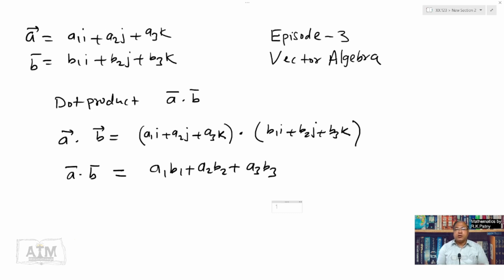Suppose we have two vectors, vector A and vector B. Vector A is given by A1i plus A2j plus A3k and vector B is given by B1i plus B2j plus B3k. Then A dot B is given by the formula A dot B equals A1B1 plus A2B2 plus A3B3. Let us understand this formula by taking one example.